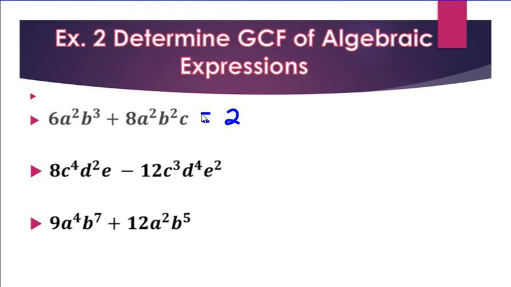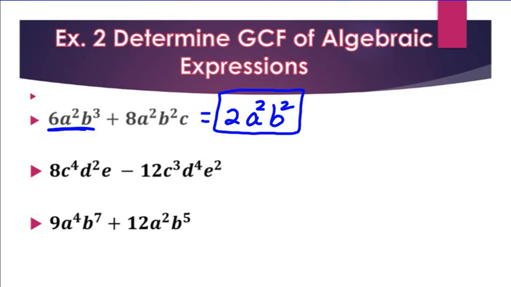And then I look at my a's. The least amount of a's I have in both of them is 2. So I can take an a squared out of both of them. The b's, the most b's I can take out of both is 2. And I cannot divide a c out because this first term here does not have a c. So the greatest common factor in this one would be 2a squared b squared.